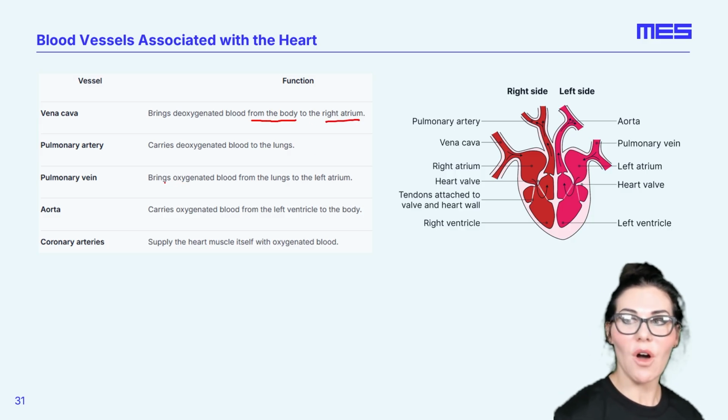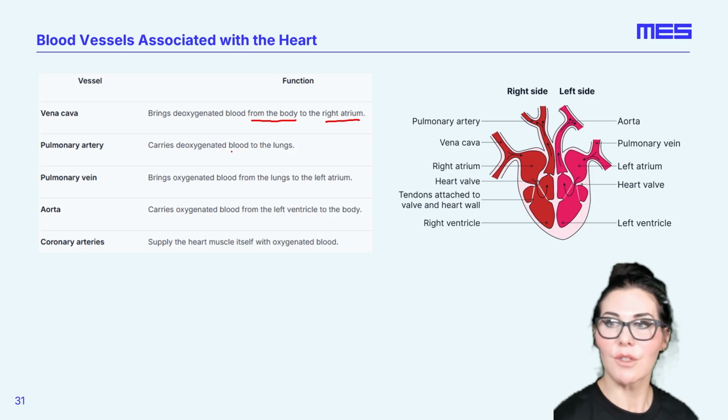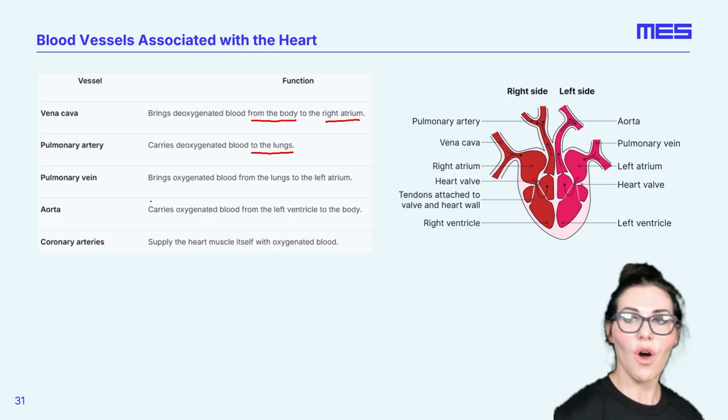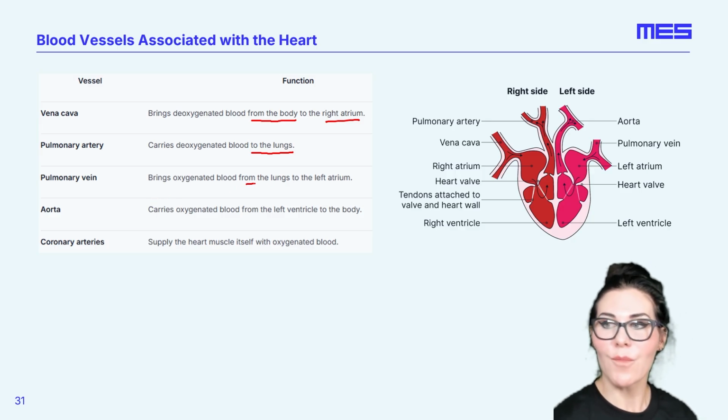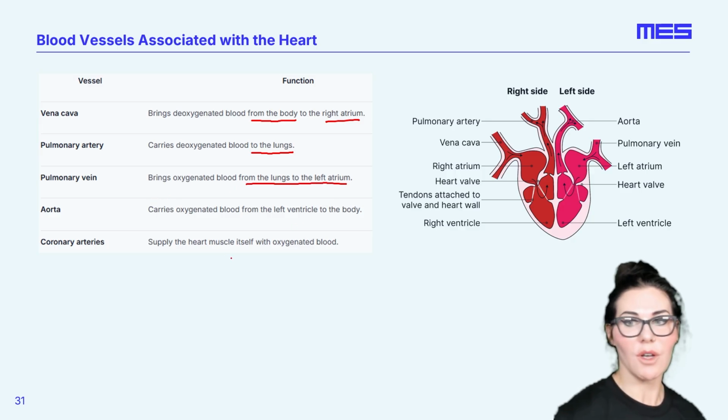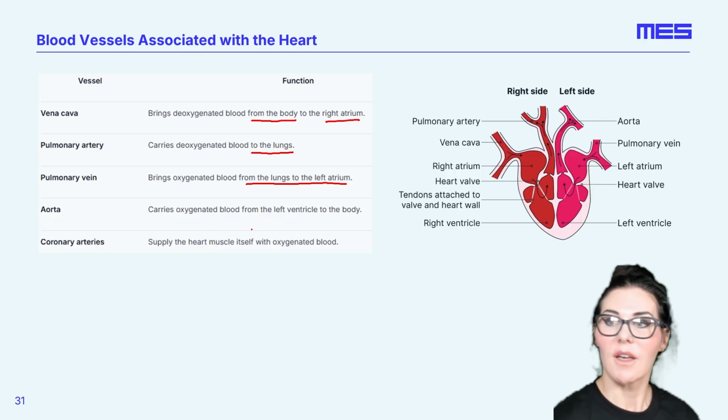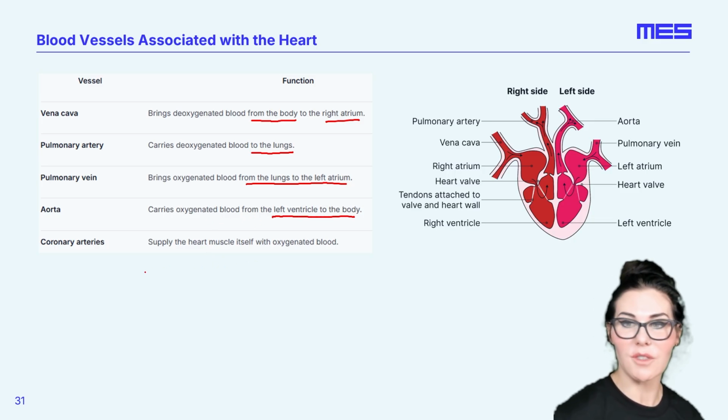Pulmonary artery, deoxygenated blood to the lungs. Pulmonary vein, oxygenated blood from the lungs to the left atrium. The aorta is oxygenated blood from the left ventricle to the body.